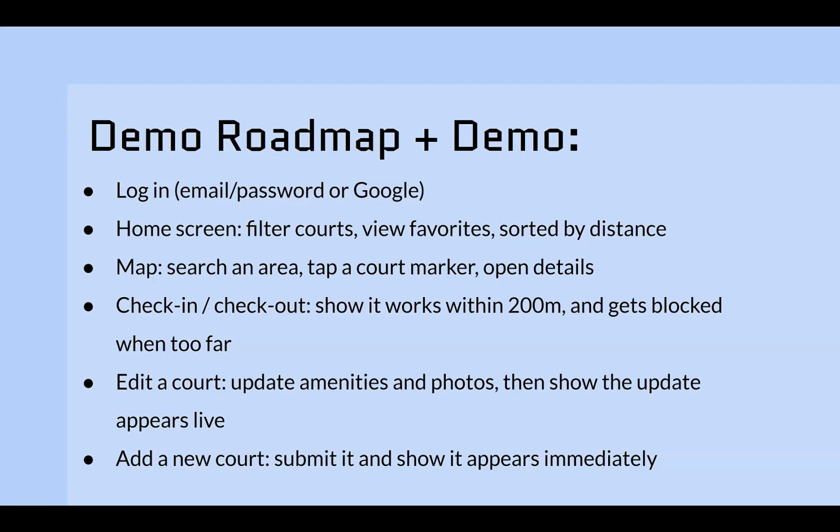So I'm going to start with the login page you encounter when first launching the app. I'm going to sign in via email and password, but you can choose between signing up with your own email or using Google. Then I'm going to show you the home screen where we can filter the courts based on favorites, distance, or type. Then I'll show you how the map works. By clicking on a known court, you can open its details, look at the amenities and the weather there. Then I'll show you how it looks to check in or check out. I'll show you it working within 200 meters, and then how it gets blocked when you're too far. I'll show you how to edit a court and make a new court.